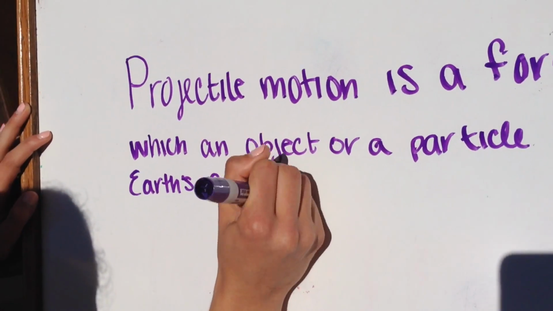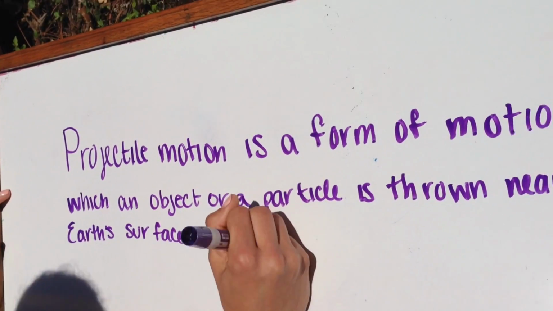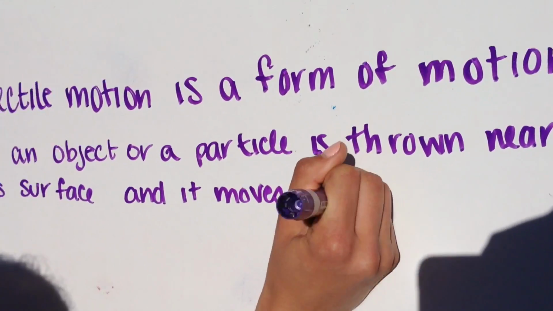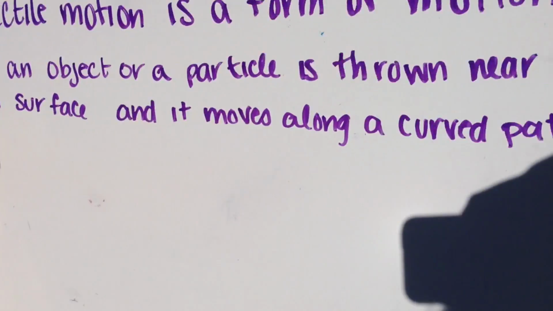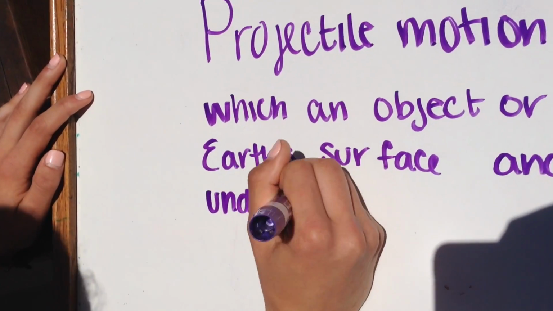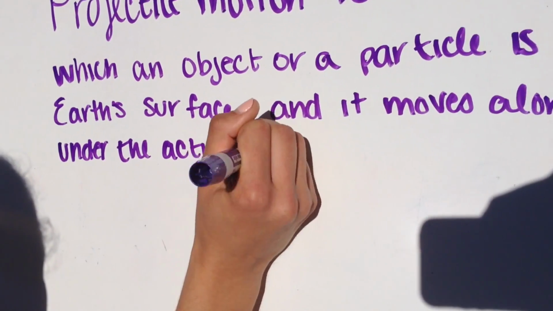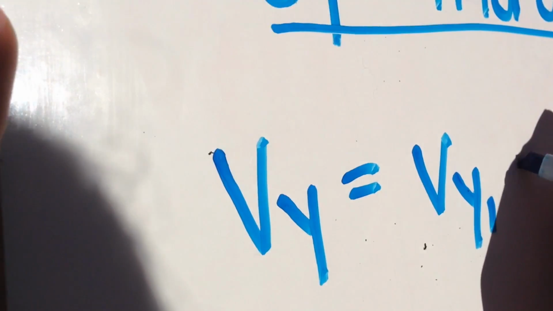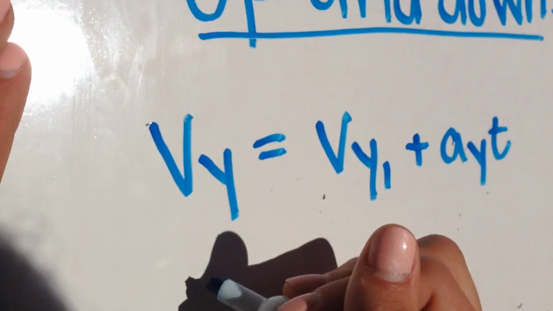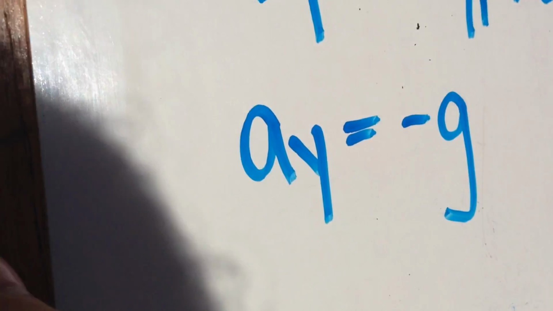Projectile motion is a form of motion in which an object or particle, called a projectile, is thrown near the Earth's surface and it moves along a curved path under the action of gravity only. An object shot through the air is called a projectile. After a projectile is launched, what forces are exerted on the projectile?